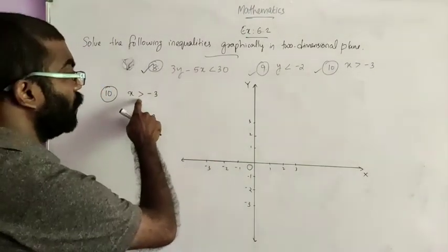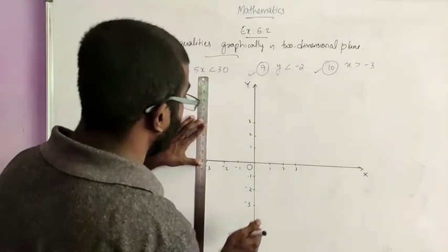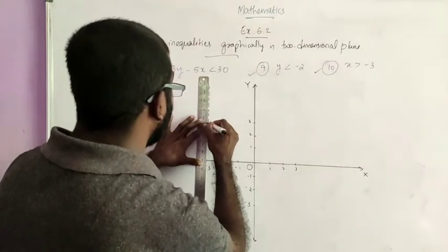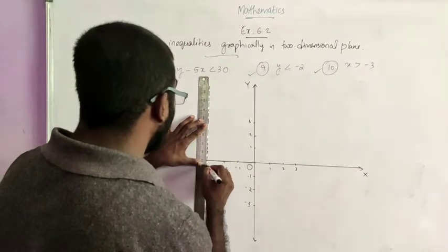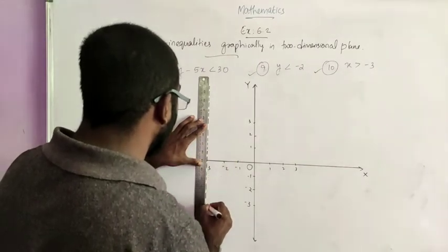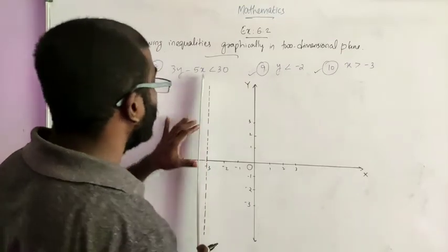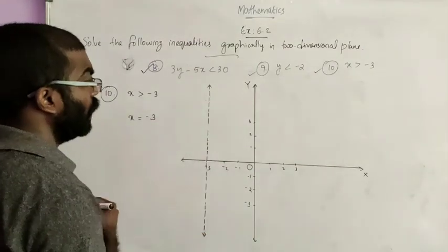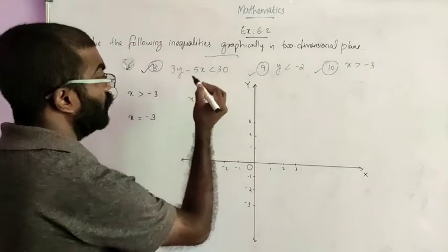A greater than symbol, so using dotted line. Okay, that's the important point you have to keep in mind. If it is less than or greater than, then we have to draw the line using broken line or dotted line. And if there is an equality, less than or equal to or greater than or equal to, then we can use straight line or dark line. Okay, so here we can write x is equal to minus 3.